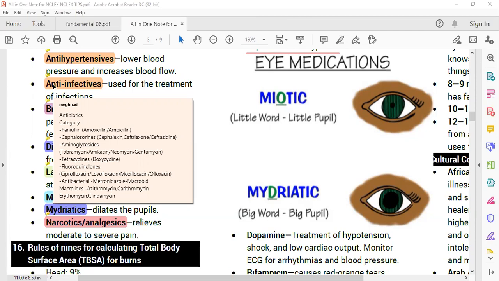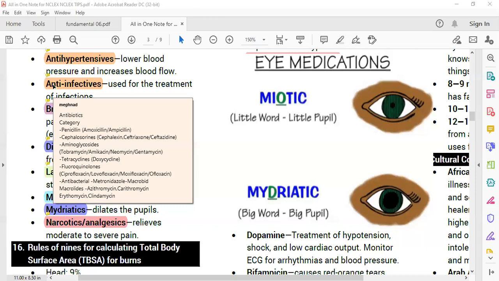Next group of drugs here, tetracycline. I said doxycycline or minocycline or tetracycline itself. Tetracycline we basically use for urinary tract infection, pneumonia, gonorrhea, syphilis. Note here, if your patient has an allergy to penicillin, we give them tetracycline. If your patient has an allergy to cephalosporin, we can give tetracycline.